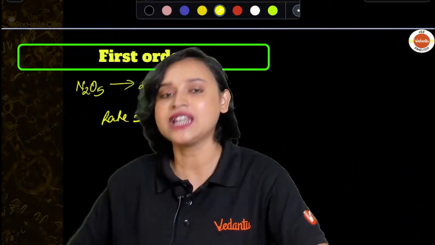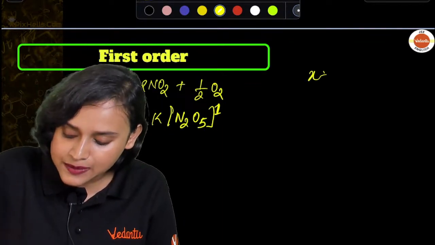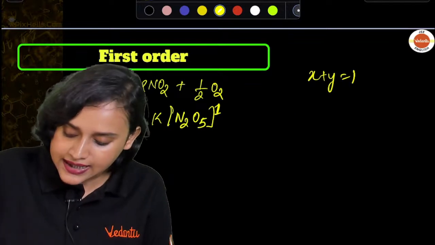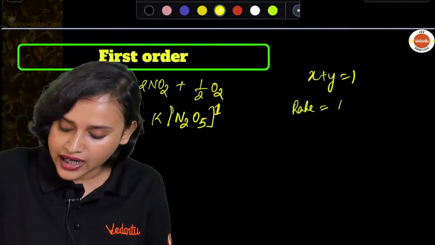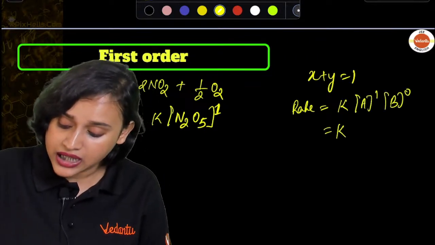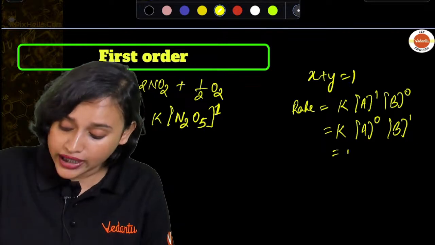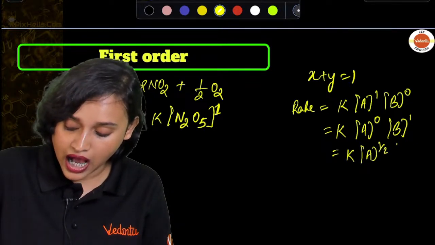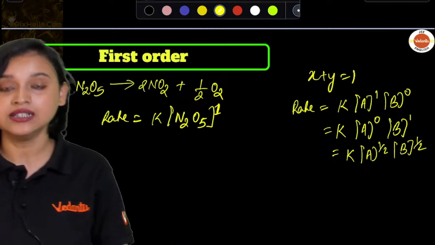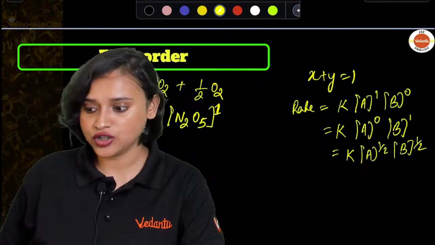Let me explain this even better. For a first order reaction, everybody, you know that x plus y is supposed to be 1, isn't it? That means either my rate can be K, A to the power 1 and B to the power 0, or it can be K, A to the power 0, B to the power 1, or it can be K, A to the power half and B to the power half. Am I right, everybody?